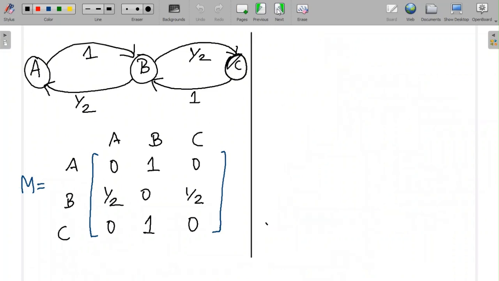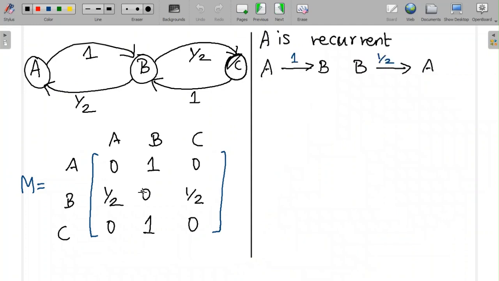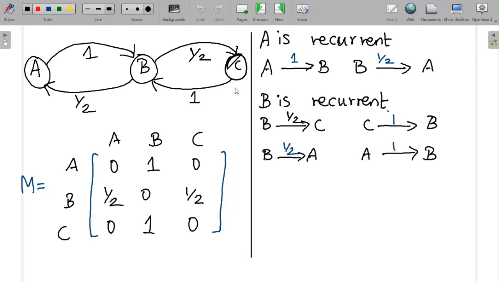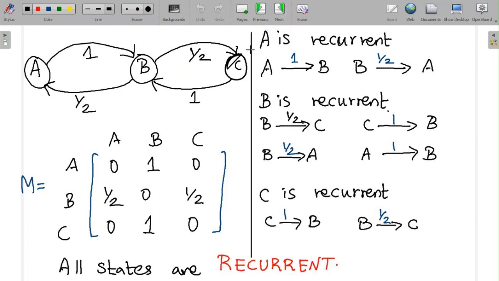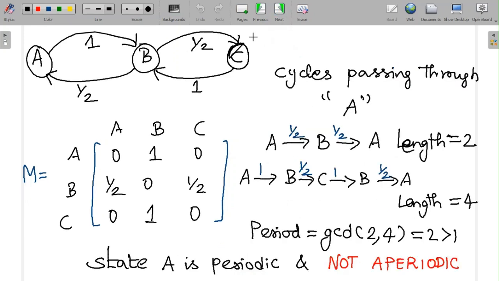Next, we discuss the transient and recurrent states of this Markov chain. A is recurrent because A reaches only B, and from B it can always come back to A. B is recurrent because B reaches only A and C, and having reached A, it can come back to B. The same is true with C. C is also recurrent because C communicates only with B, and having reached B, it can always come back to C. So all the states of this Markov chain are in fact recurrent.